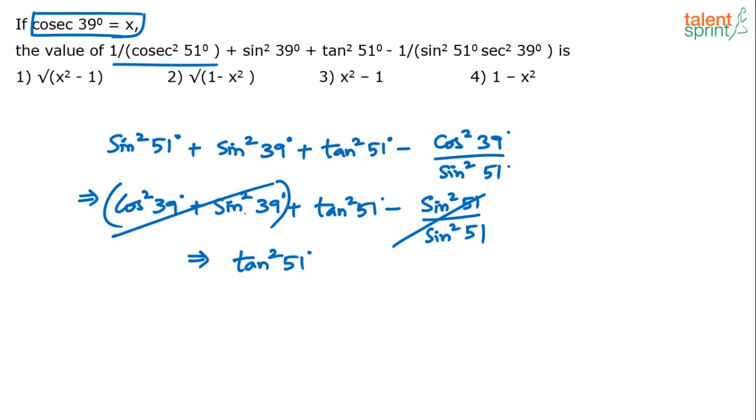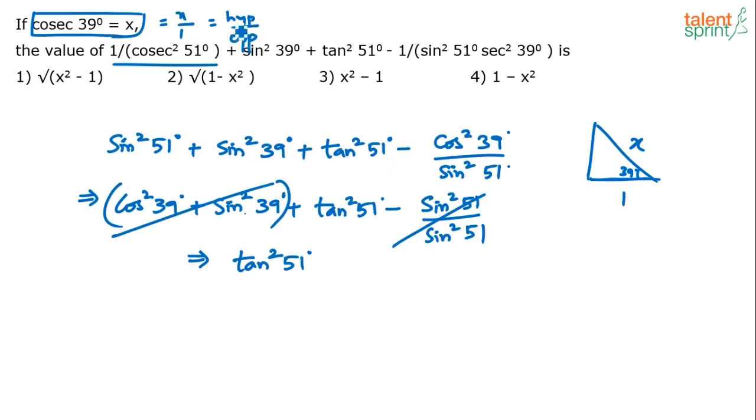Now try to reduce this tan square 51 in terms of cosecant theta if possible, or otherwise draw the trigonometric right angle triangle. We have discussed this, this approach is very important. He says cosecant 39. Let's assume this angle is 39 degrees. What is cosecant 39? Cosecant 39 is hypotenuse by opposite. So this can be taken as x by 1, which is hypotenuse by opposite.